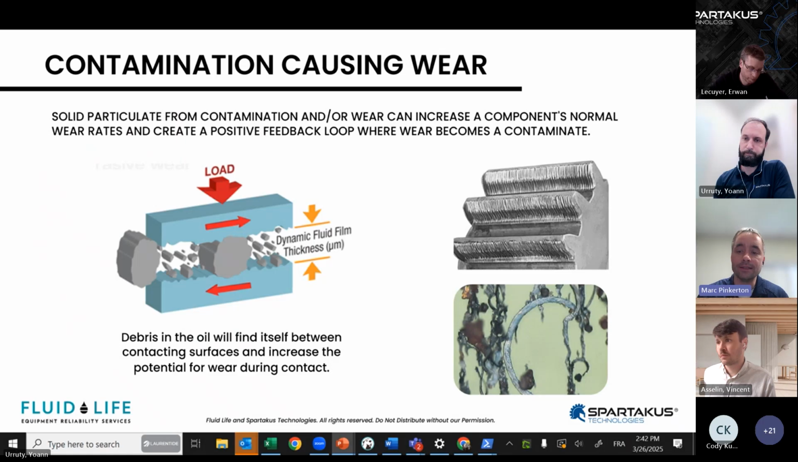It's a simple concept. You get solid debris that gets in between 2 rubbing metal surfaces. The larger that debris is, the more likely it is to overwhelm the oil film in between those two contacting surfaces. And what is it going to do? It's going to chip away at the surface. It might cause some fatigue due to lack of lubrication as well. So keeping your oil as clean as possible is going to try and prevent that positive feedback of solid particulate translating into more wear.